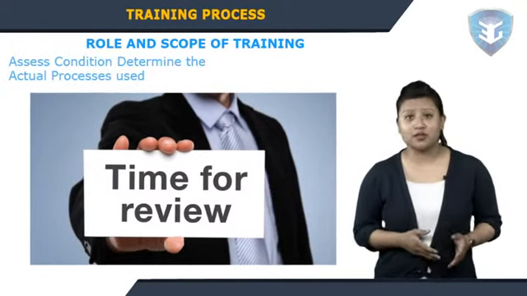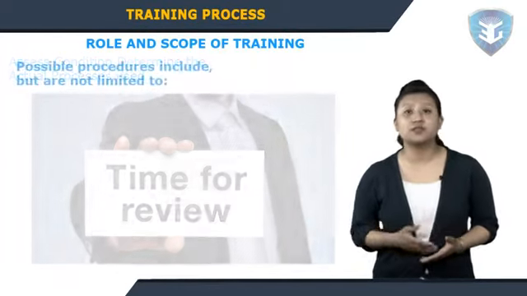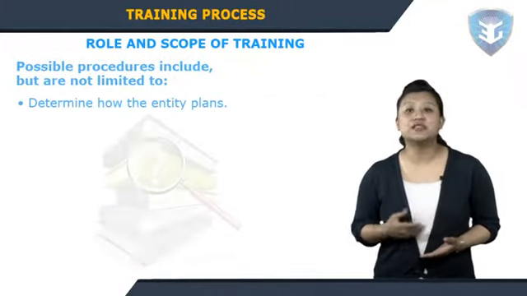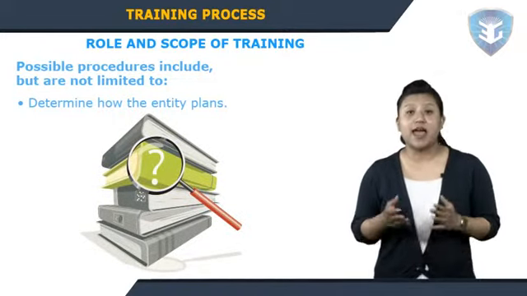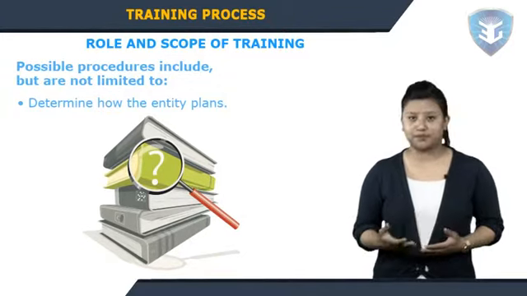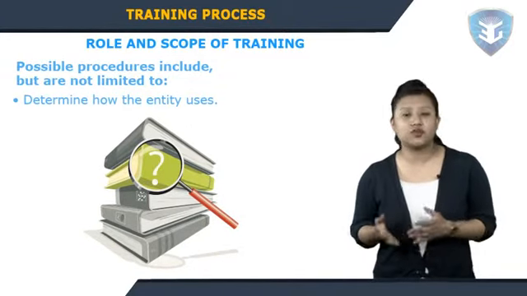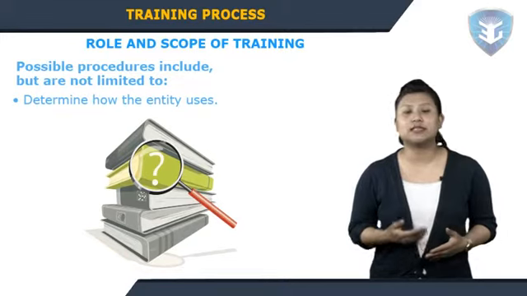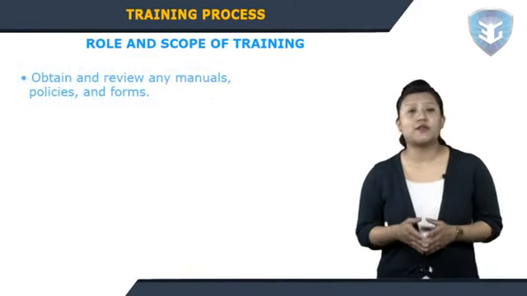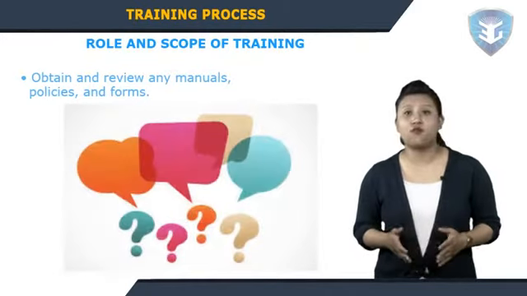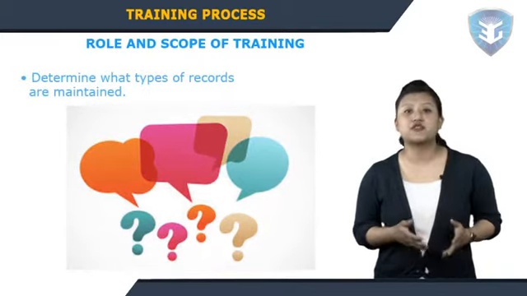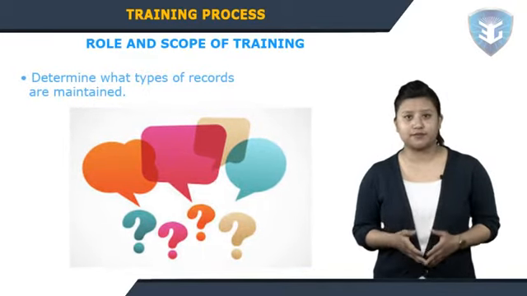Assess condition, determine the actual processes used. Possible procedures include, but are not limited to: determine how the NTT plans its training and development and the relationship of the training and development plan to the strategic plan. Determine how the NTT uses training and development to promote the NTT objectives and develop the employees' careers. Obtain and review any manuals, policies and forms used for the training and development process. Determine what type of training and development records are maintained.